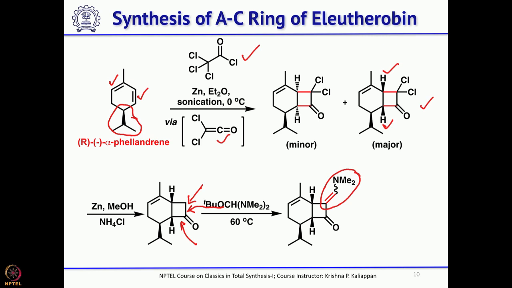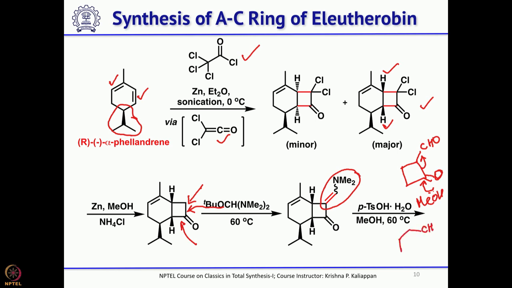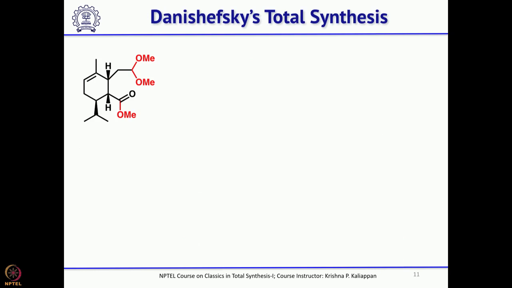If you hydrolyze this enamine, okay, this is an enamine, basically an enamine derived from dimethylformamide acetal. So now this enamine, upon hydrolysis with para-toluenesulfonic acid, first you will get an aldehyde like this. Then under acidic condition, with methanol, the methanol will attack here and open up. So that will give you the corresponding ester, that is, you will have this aldehyde and ester. This is the product you get.